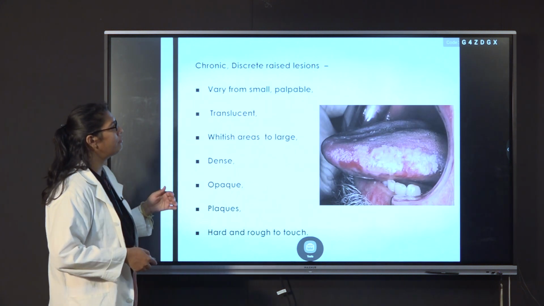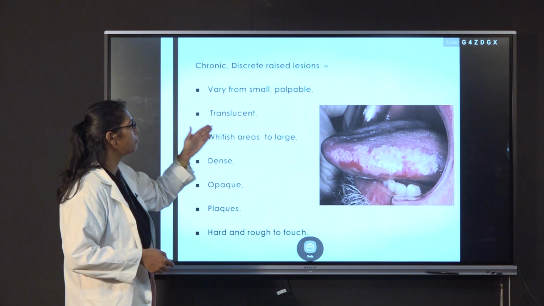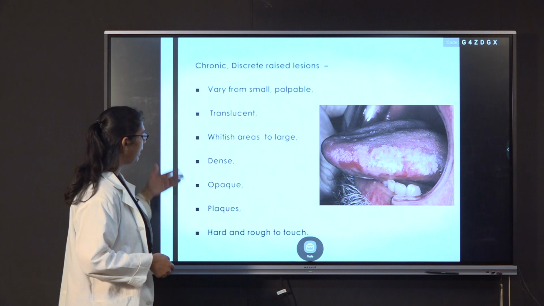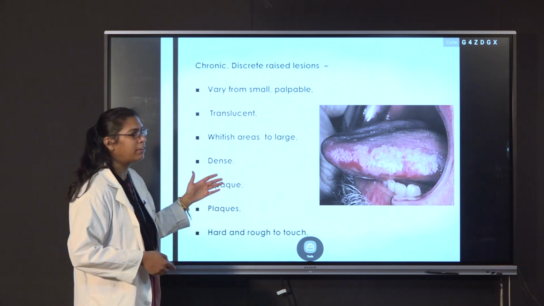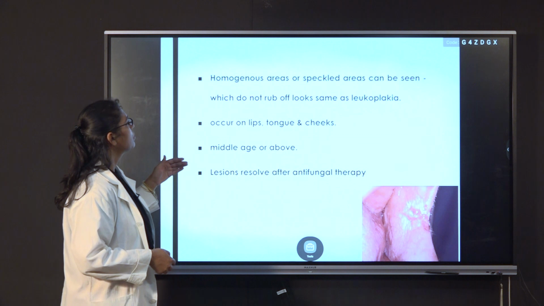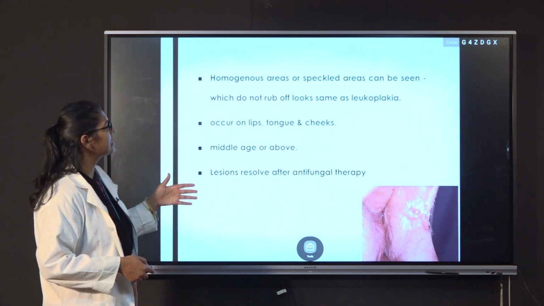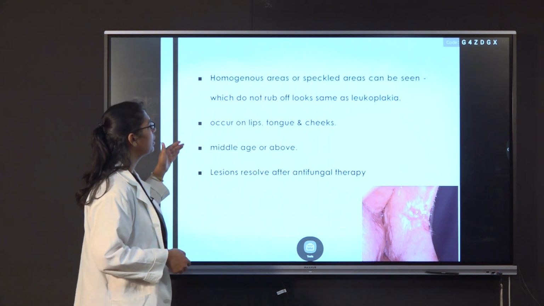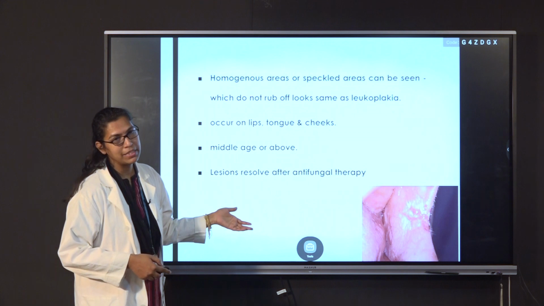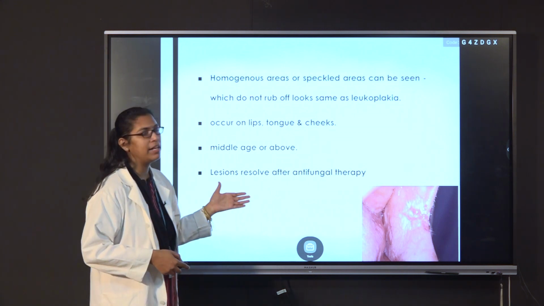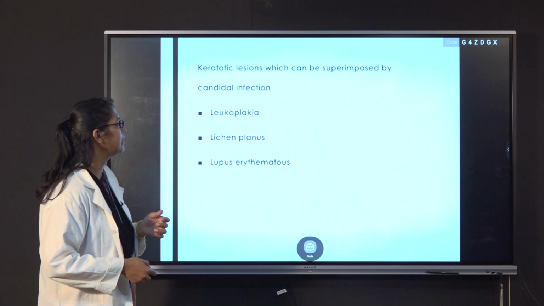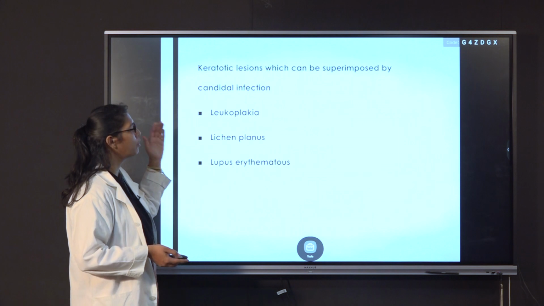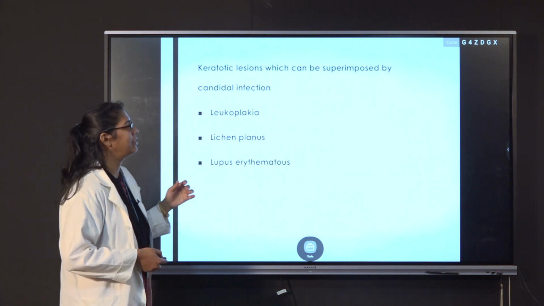Chronic discrete varied lesions are seen. These vary from small, palpable, translucent, whitish areas to large, dense, opaque plaques, which are hard and rough to the touch. These are homogeneous or speckled areas which do not rub off, the same as leukoplakia, and occur on the lips, tongue and cheeks. They can be seen in middle age or above. Lesions mainly resolve after antifungal therapy. Keratotic lesions which can be superimposed by candidal infections are leukoplakia, lichen planus and lupus erythematosus.